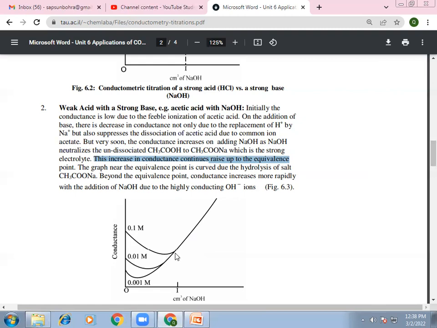Okay, so the graph near the equivalence point is curved due to the hydrolysis of the salt CH3COONa. Beyond this equivalence point, the conductance will rapidly increase with the addition of NaOH, due to the highly conducting OH minus ions.